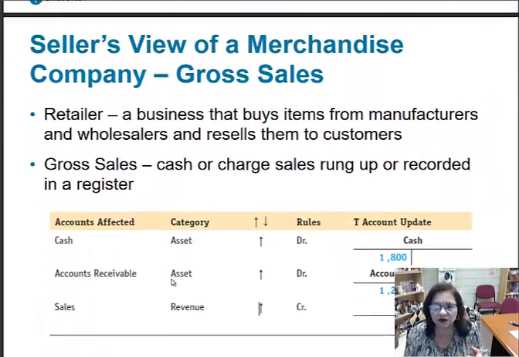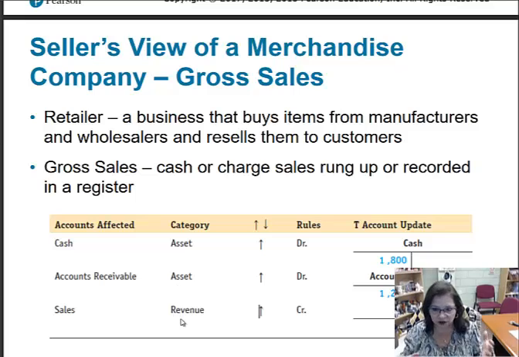So from the seller's point of view, like Walmart's point of view, the retailer is a business that buys items from manufacturers and wholesalers. For example, Walmart doesn't make anything. It buys stuff from other people, and sometimes it has stuff made for them because it does have their name brand on it. But it's also a retailer because it retails other types of products that have their own marks on them.